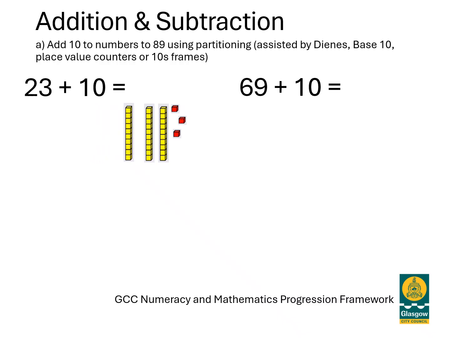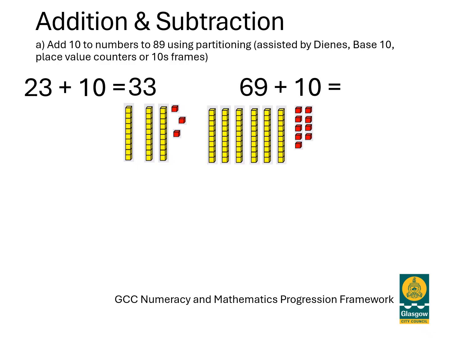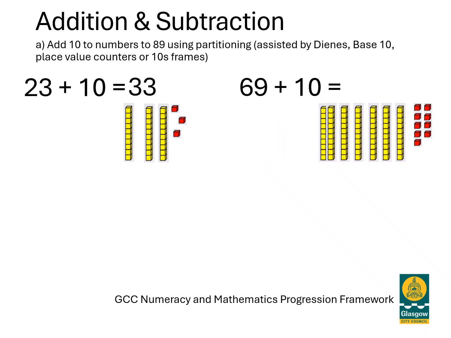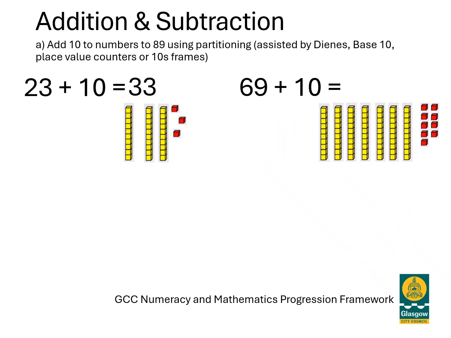Because visually it's very straightforward, and we can model with a 100 square and also by writing the digit that we can see that the tens column has changed. The tens column's gone up by 1 because we've got one more 10. In the same way, if we're adding 69 and 10, they will very clearly be able to see that that takes them up to 79.